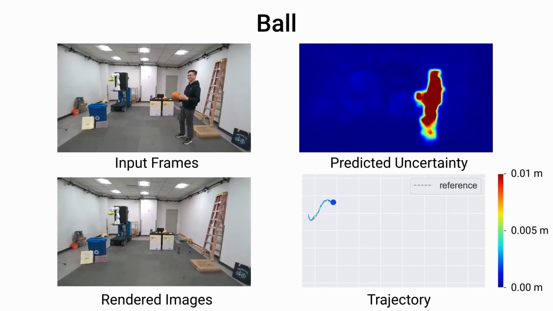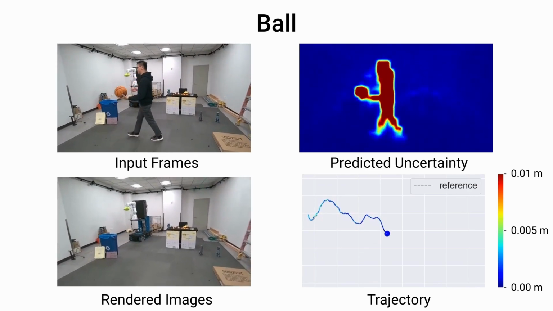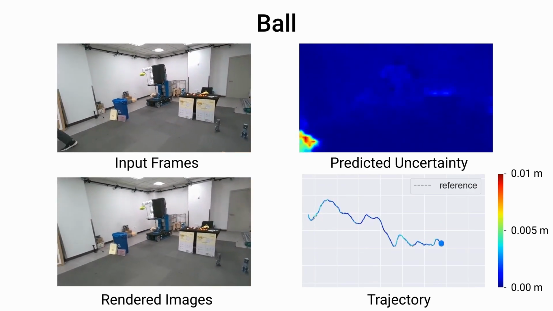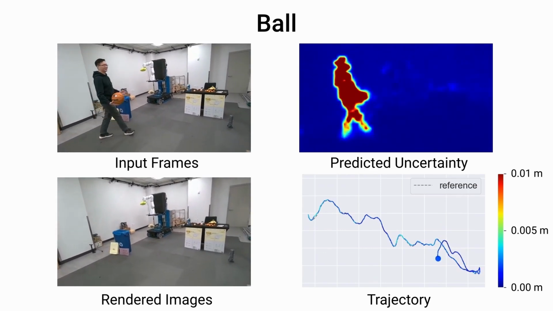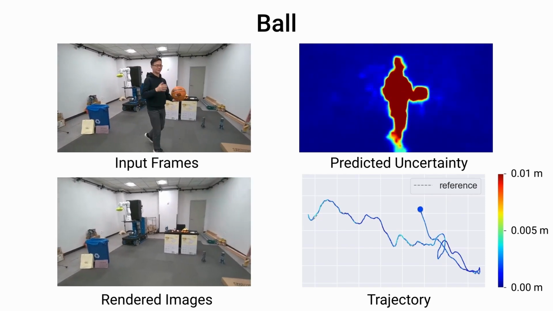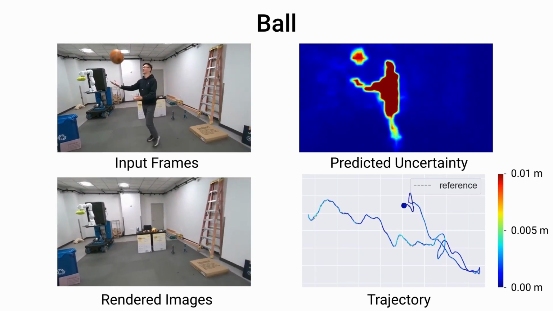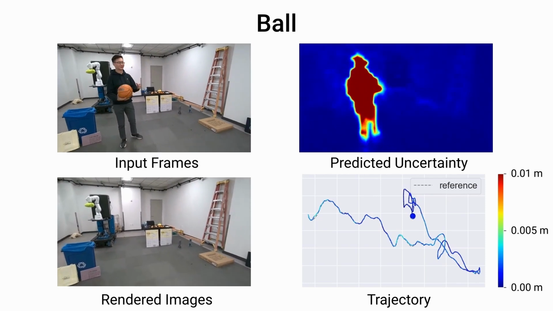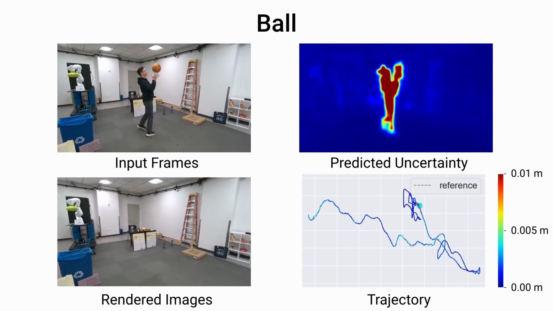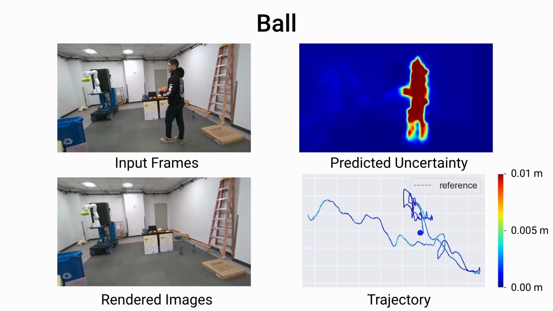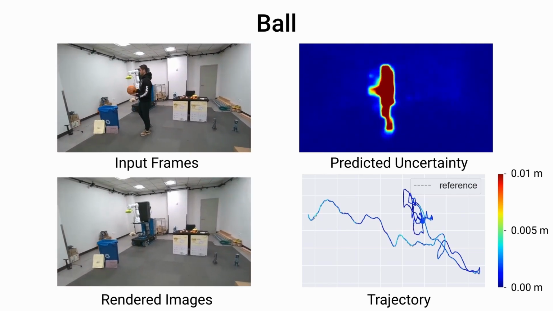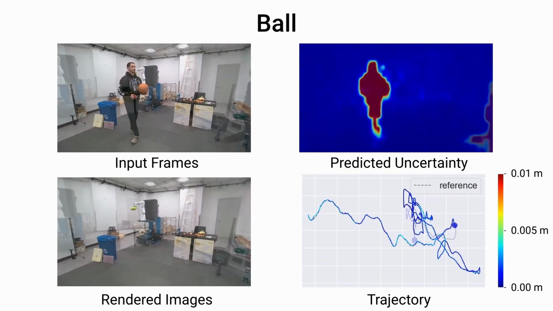Now let's look at some results. Here we present the results on the ball sequence from the WildSLAM Mocap dataset. We visualize the uncertainty map in the top right corner. In the bottom right, we plot the 2D camera trajectory alongside the ground truth, with the error color mapped. Blue indicates low error, while red represents high error. Our method demonstrates low tracking error while effectively removing distractors in the dynamic environment.